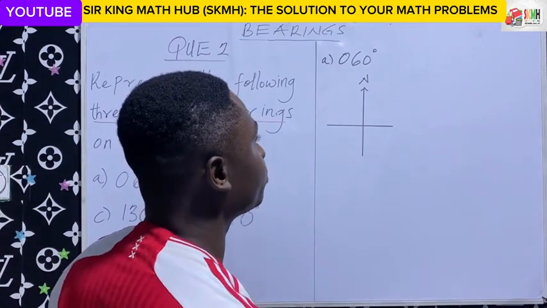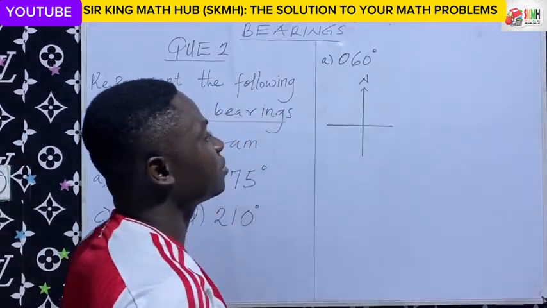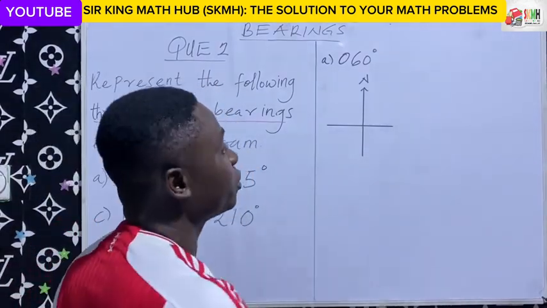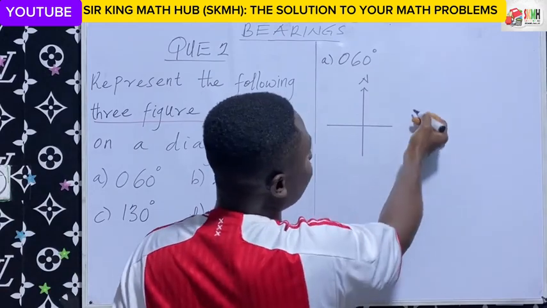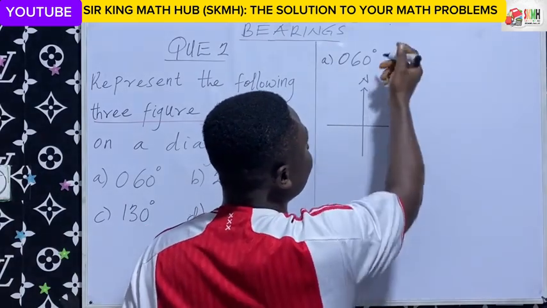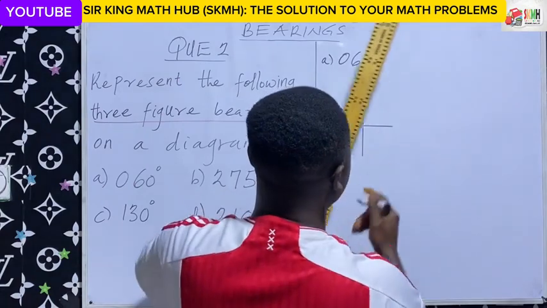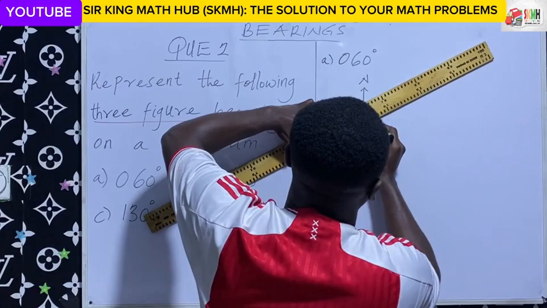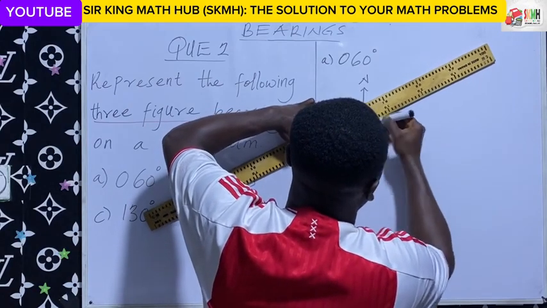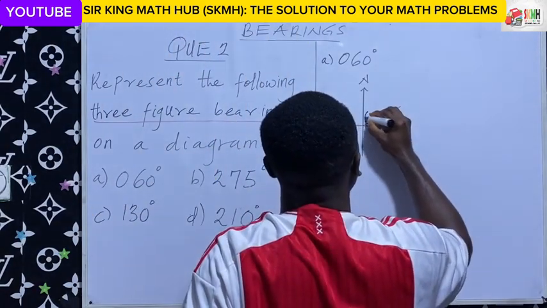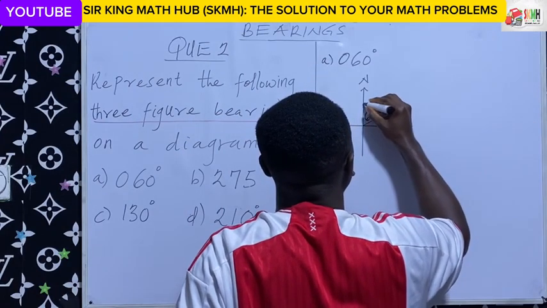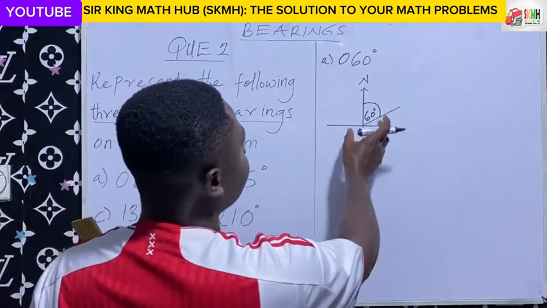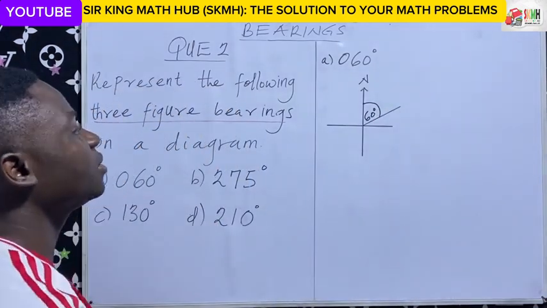So that's what we are going to do. 60 degrees, how do we measure this? We said that for the 3 figure bearing, angles are read from the geographical north in the clockwise direction. So in the clockwise direction, we have to measure 60 degrees. We know that the whole of this angle measures 90 degrees. So 60 degrees will be somewhere here. So we are done. That is 60 degrees using the 3 figure bearing.